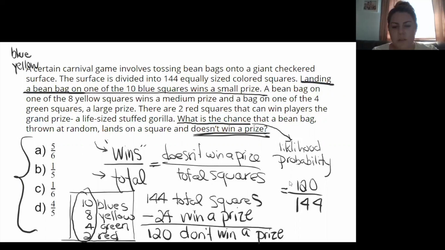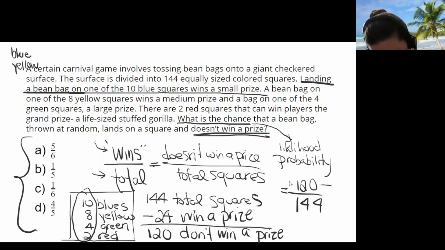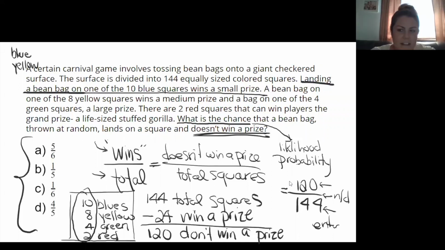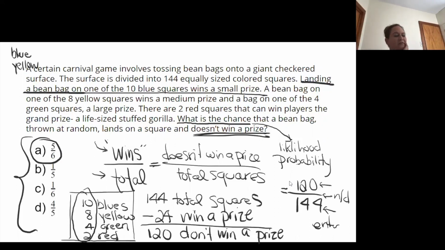Any thoughts? You have to reduce. Now you guys, you can reduce it by hand, but not everybody's good at it. So you can also reduce it in your TI. You can go ahead and reduce it by hand if you'd like. I'm going to do it in my TI by using the N over D button. So you just type 120, then you use N over D to get the fraction bar, then 144 and enter. 5/6. Absolutely.